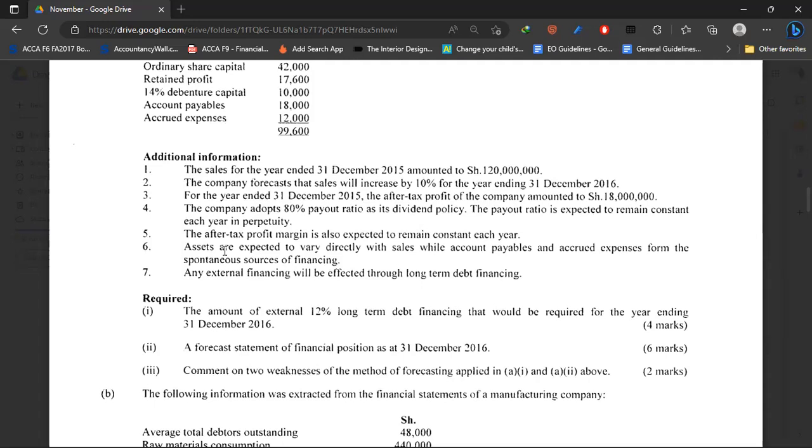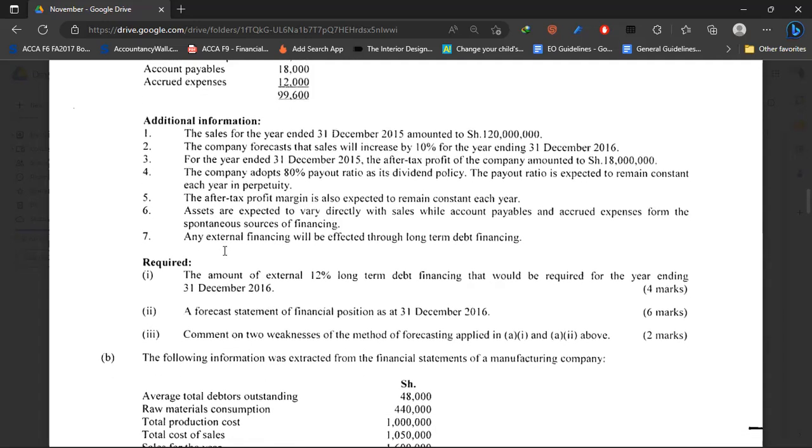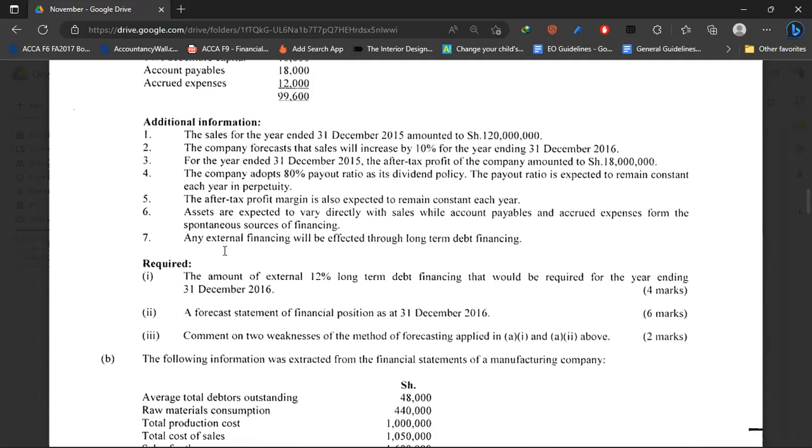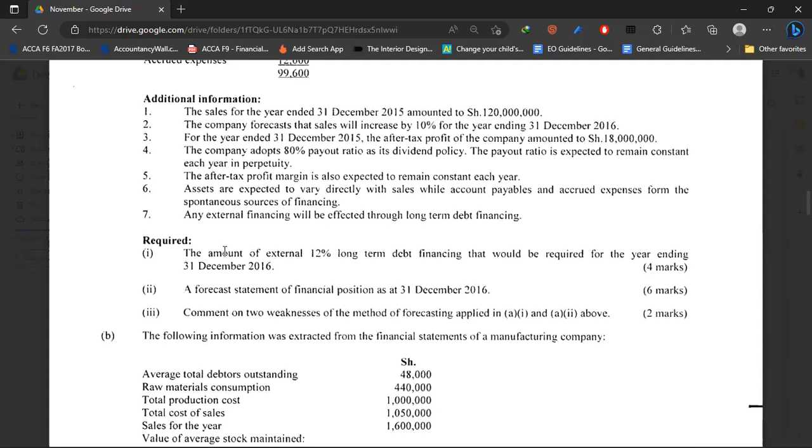Any external financing will be effected through long-term debt financing as required. Required: 1. The amount of external 12% long-term debt financing that will be required for the year ending 31st December 2016. 2. A forecast statement of financial position as at 31st December 2016. 3. Comment on 2 weaknesses of the method of forecasting applied in 1 and 2 above.